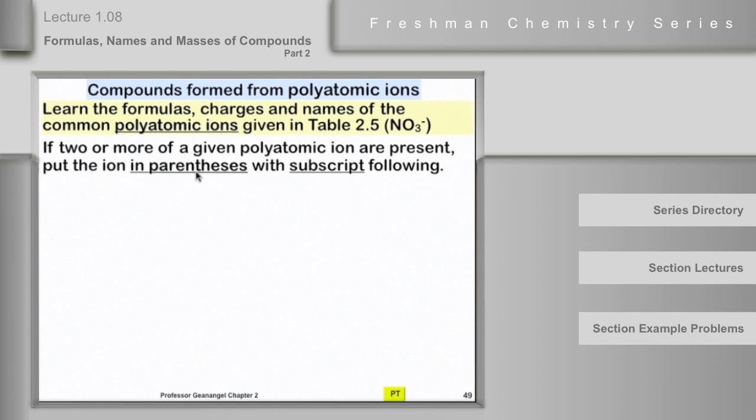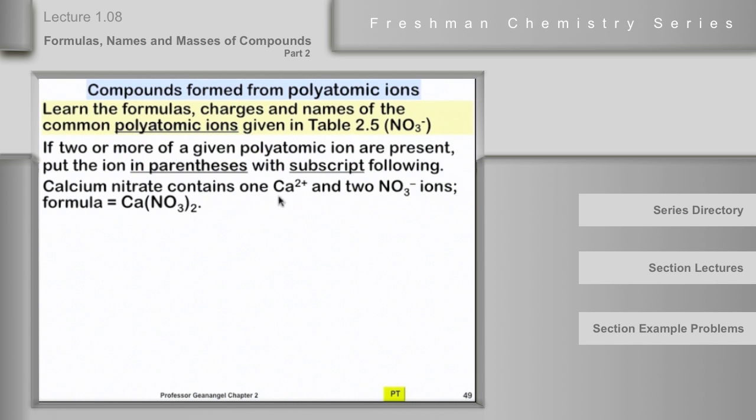That is, we use the formula of the anion and the formula for the cation. So calcium nitrate would be calcium 2 plus, as calcium always is in ionic compounds. And then nitrate ion has a single negative charge. I learned that some time ago. And therefore the formula is calcium nitrate in parentheses, which must be used if it's a polyatomic ion, and there are two of them there.